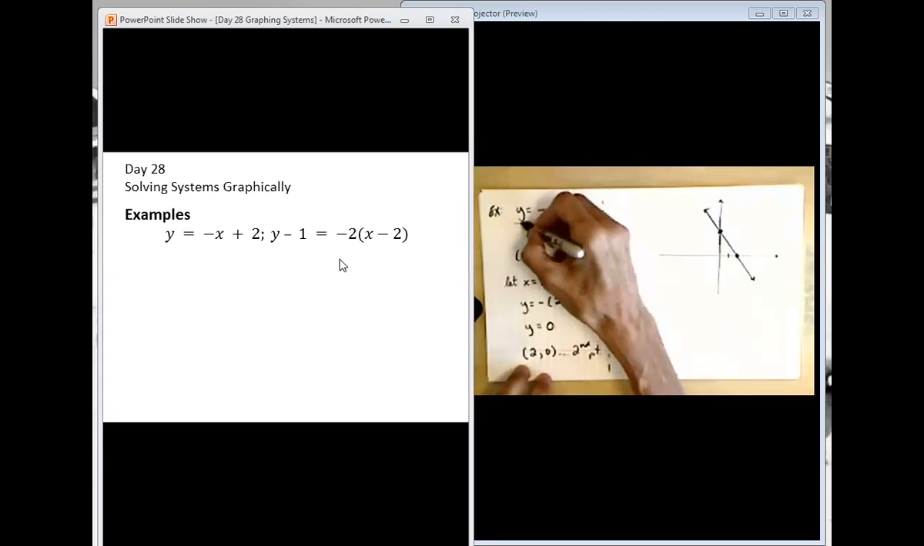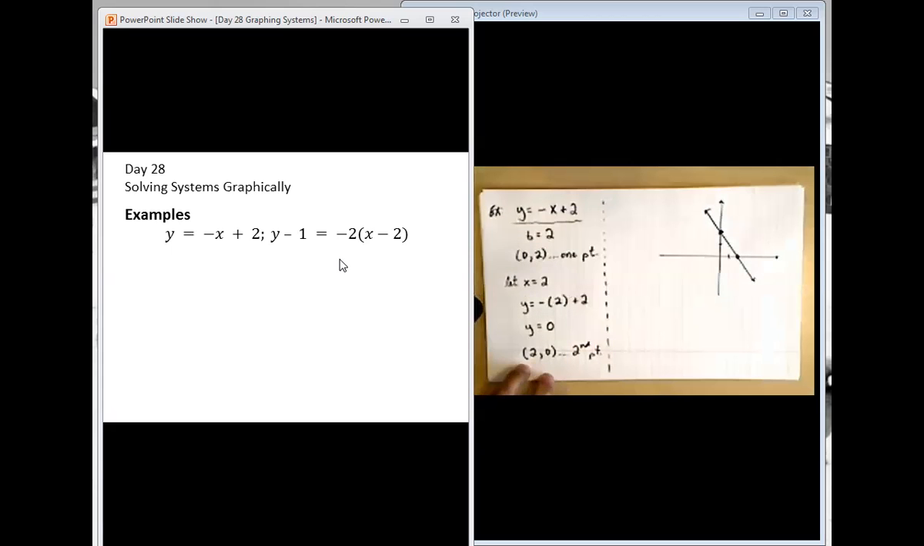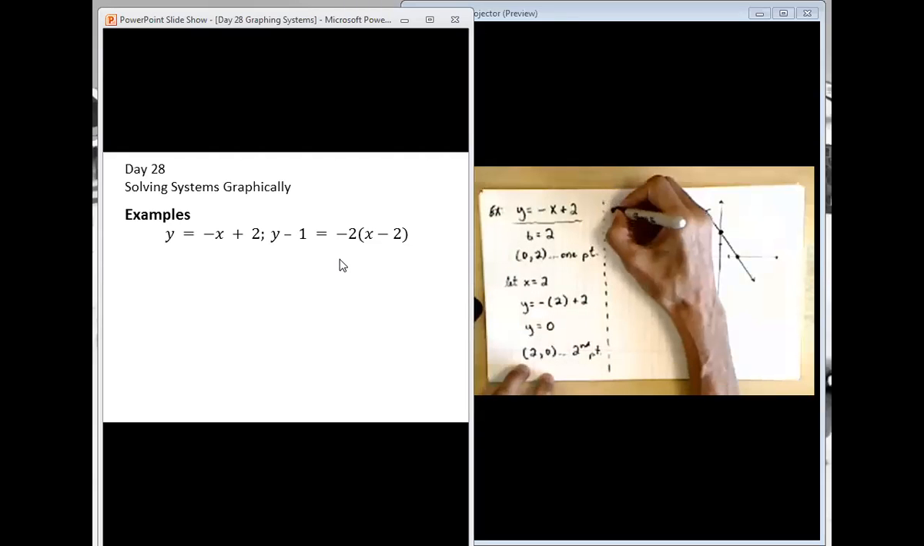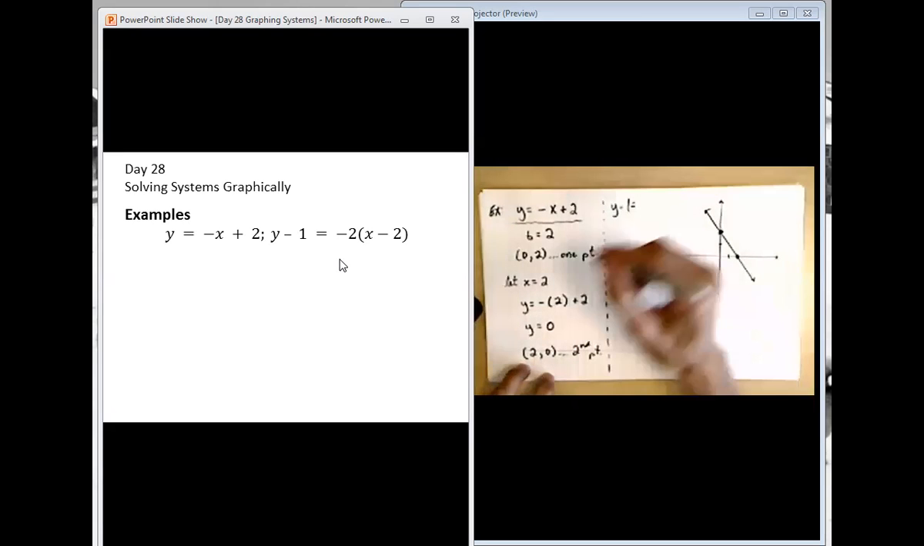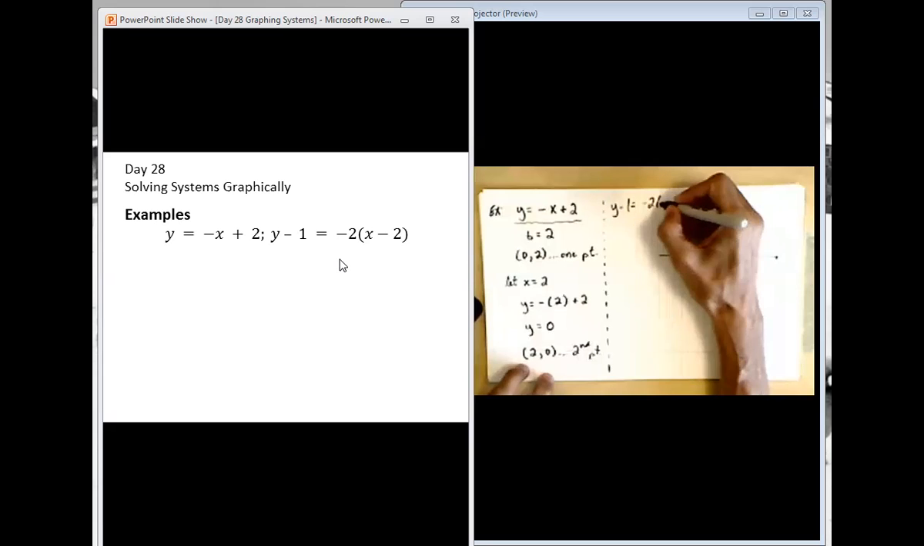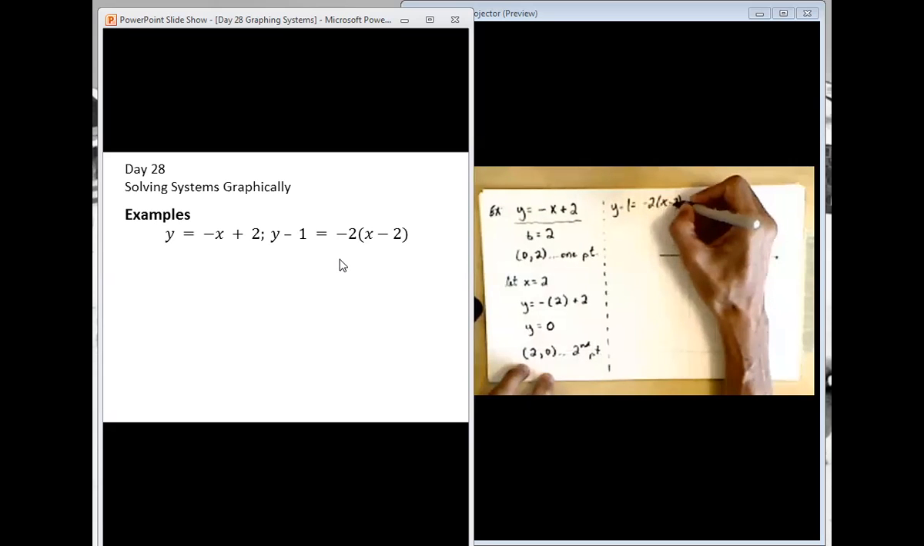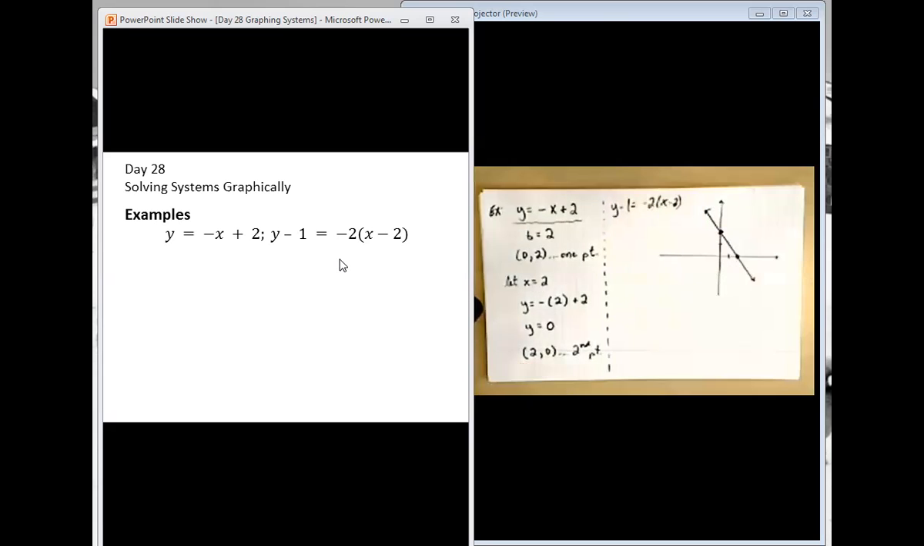That was our one equation. The other one's way longer. But what info can we get out of it? Y minus y1 equals minus 2x minus 2. What's one bit of info we can get out of here?